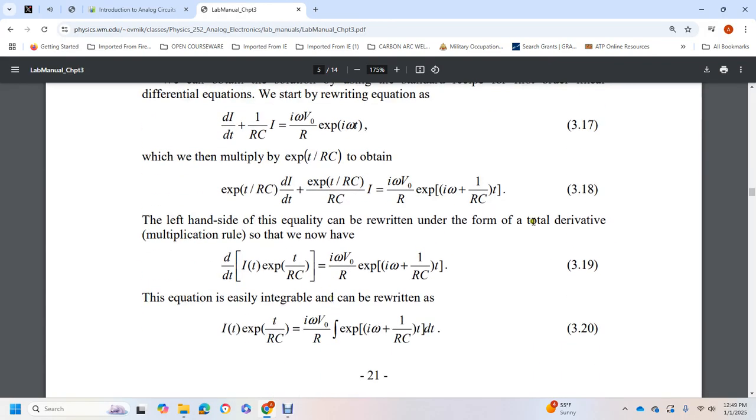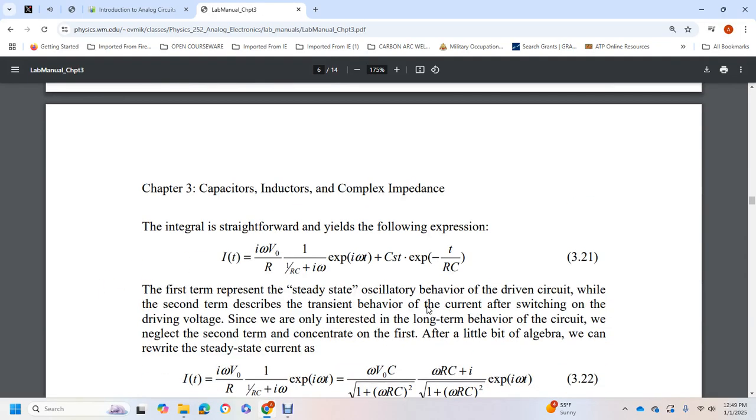The left-hand side can equivalently be written as the total derivative, using the product rule. So we now have an equation that is integrable, and the integral straightforwardly yields the following expression. The first term describes the steady state behavior of the driven circuit, and the second term describes the transient behavior, the current switching on to the driving voltage.